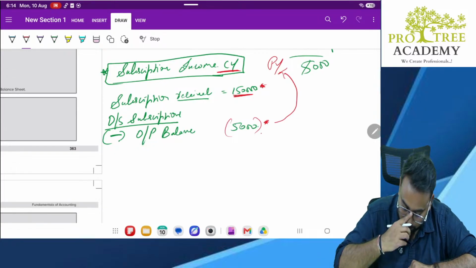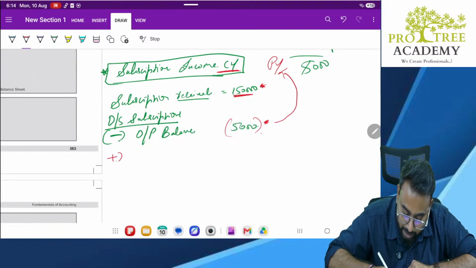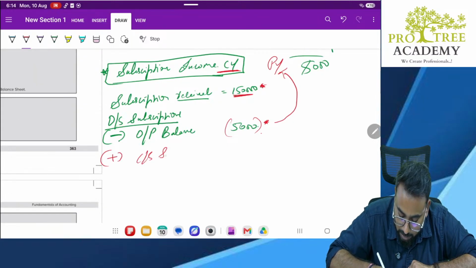Okay. Add closing subscription balance. Closing subscription receivable balance.